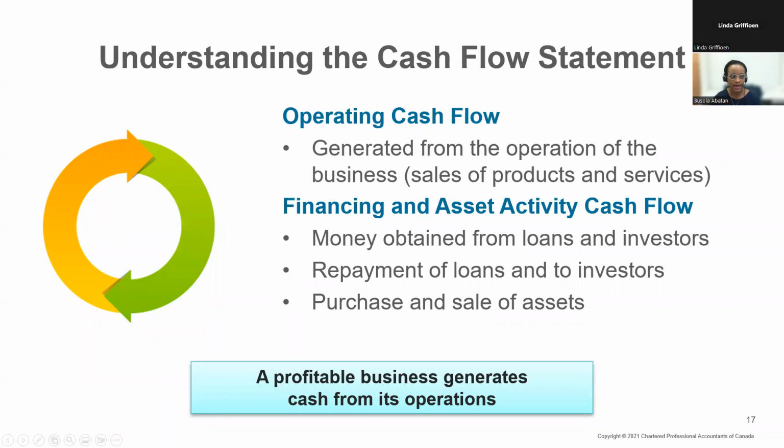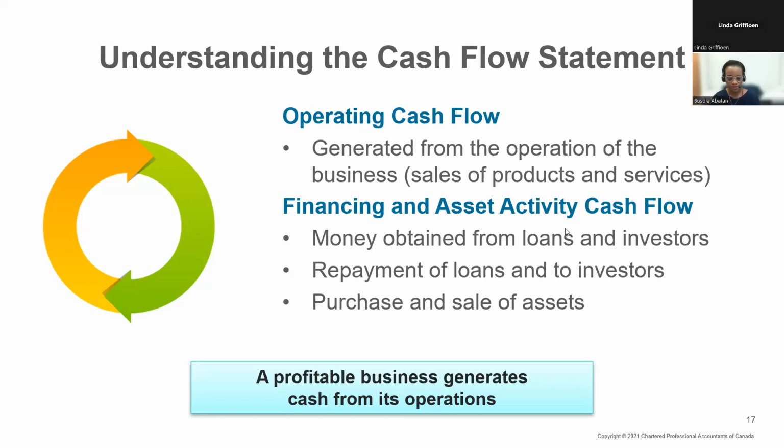There are other types of cash flow. There's the financing and asset activity cash flow, as seen on the slide here. And this is money that the business obtains from lenders and investors. This is not sustainable. It's not the reason why you have your business, to keep on borrowing. Other activities that go into this part of the cash flow are repayment of loans to investors and purchases and sale of assets. So as I said earlier, a profitable business generates cash from its operations, which is what it's meant to do. And typically, financing and asset activity don't happen often. They're not recurring. So we wouldn't expect a business to depend on that as its source of generating cash.